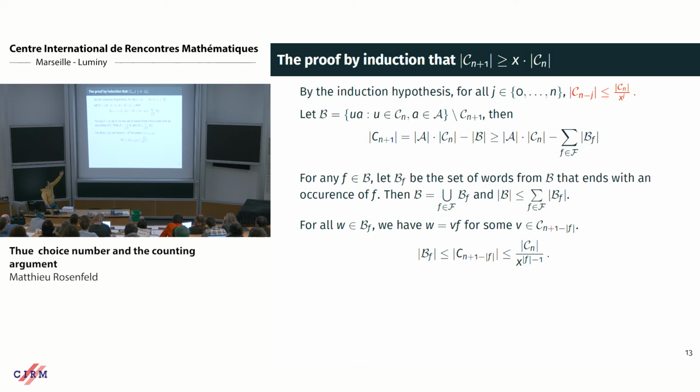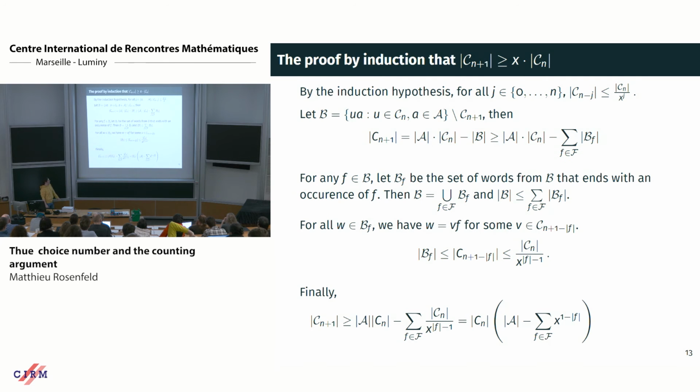Yeah, so let's use our induction hypothesis. The size of bf is at most the size of Cn divided by x to the f minus 1. Great, let's put everything together. I'm factorizing by Cn. And now, you probably don't remember, but I do. My hypothesis was that this is larger than x. So now I can conclude.